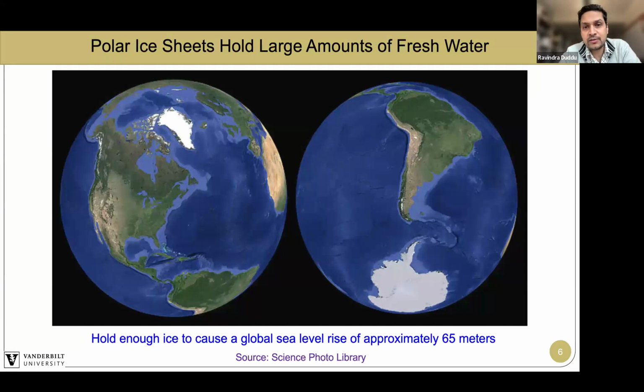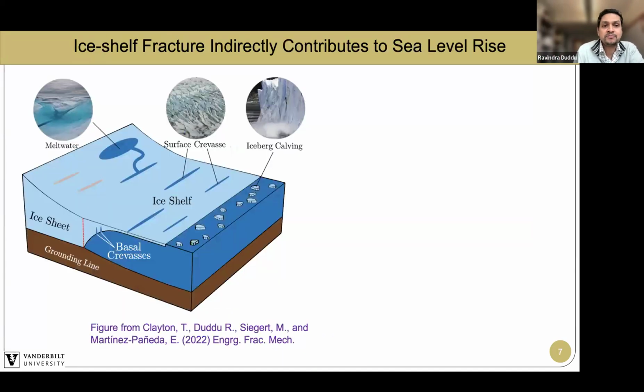To begin with the introduction, I don't need to tell this audience that we have two polar ice sheets. Usually when I'm giving this talk in an engineering department, a lot of them don't know where Greenland is and where the Antarctic ice sheet is. Together they hold roughly 65 meters of global sea level rise equivalent. When I say that number, 65 meters of sea level rise, it usually shocks some of my engineers. So, a lot of water.